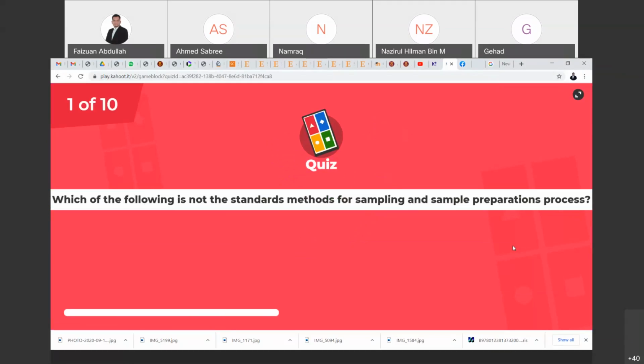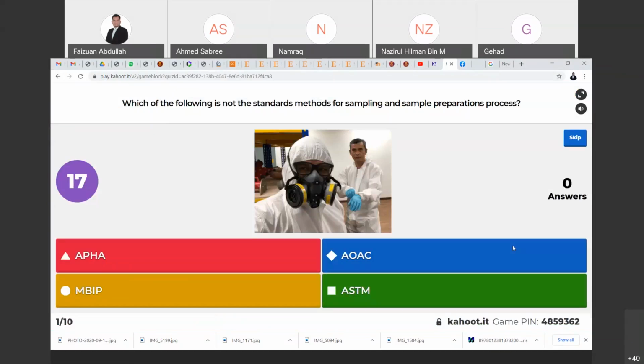The first question. Which of the following is not the standard method for sampling and sample preparation process?